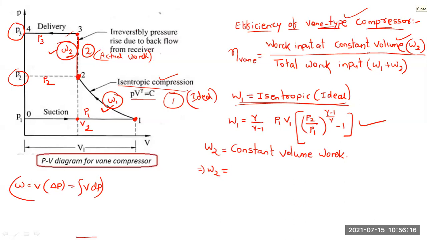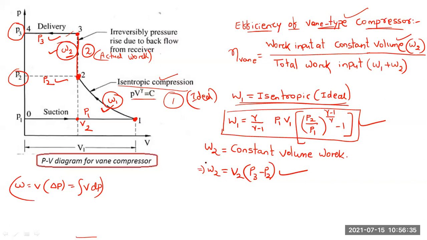V2 into P3 minus P2. Correct, Navin is correct. So in this line, suppose volume is V2, so we'll write V2 into, at this point pressure is P3, at this point pressure is P2. So V2 into P3 minus P2. So this is the formula of W1, this is the formula of W2. Now these two formulas you just put in this formula and you will get the efficiency.